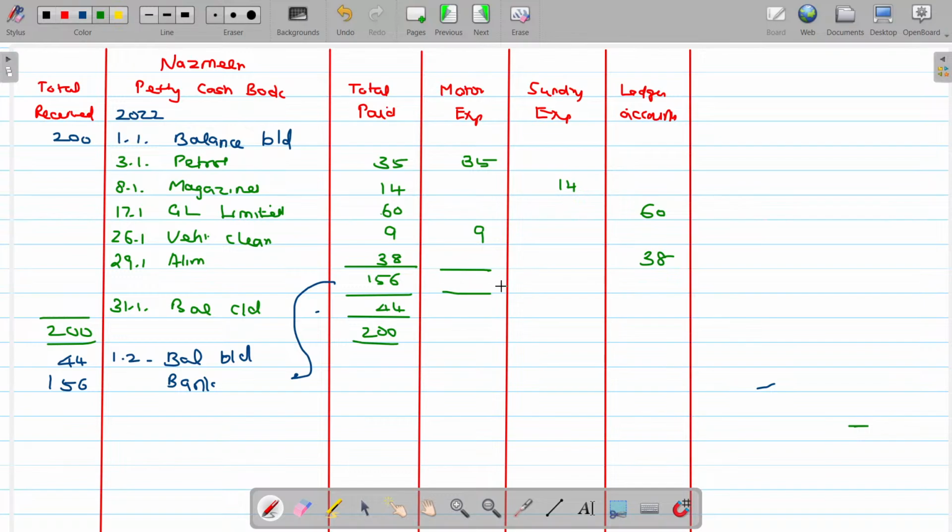Now total every separate column independently. 35 plus 9, 44, and here 14, here 98. Clear?